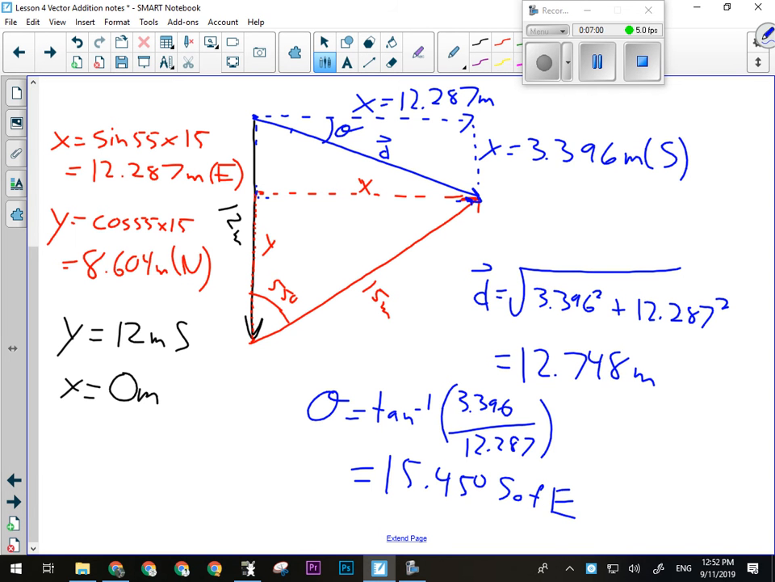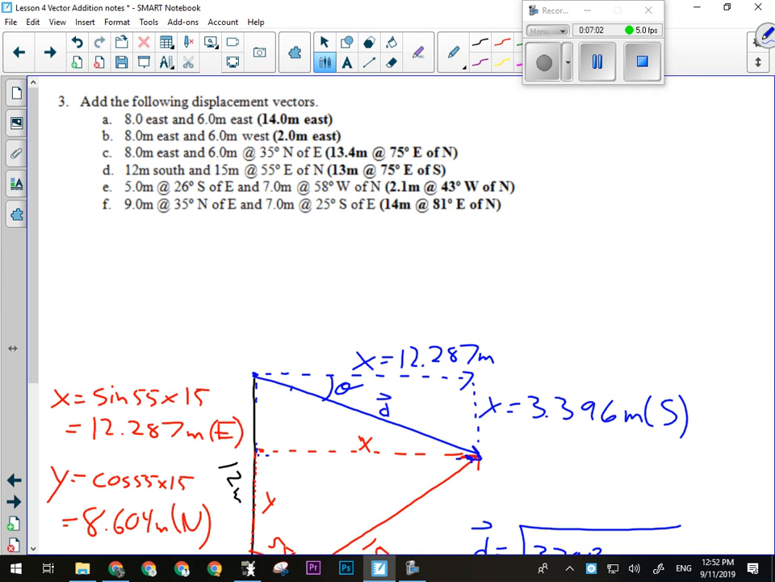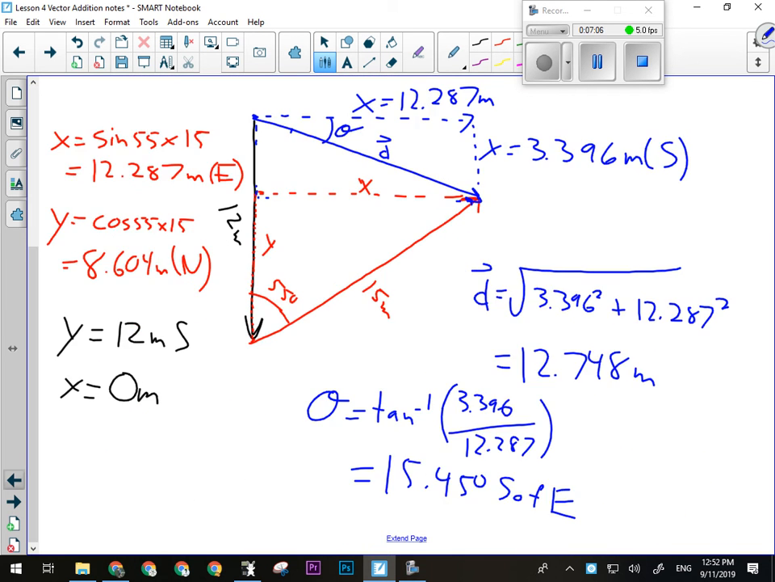All right, so if I look back to my question here, I'm looking at my significant figures. It's 2. So my final answer here will look like this: 13 meters at 15 degrees south of east, or as the key says there, 75 degrees east of south. Either one would be acceptable.